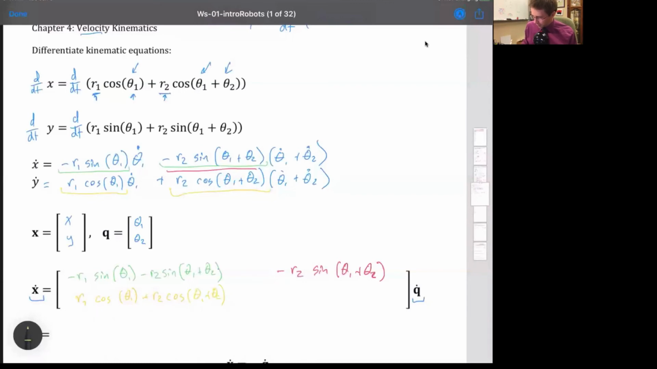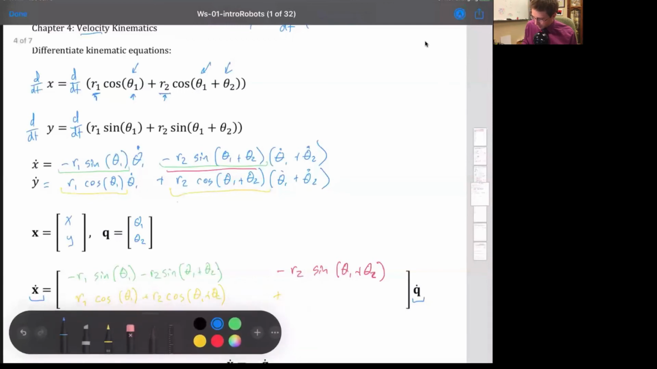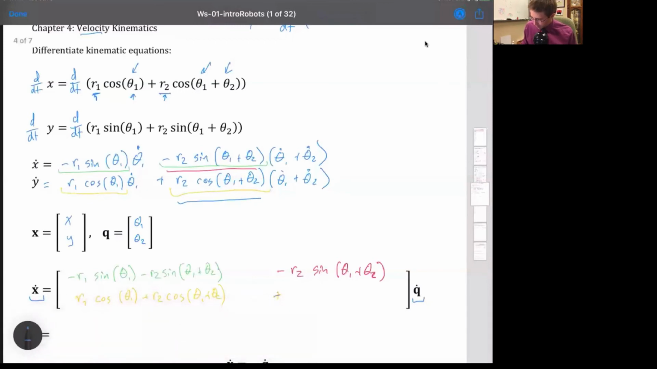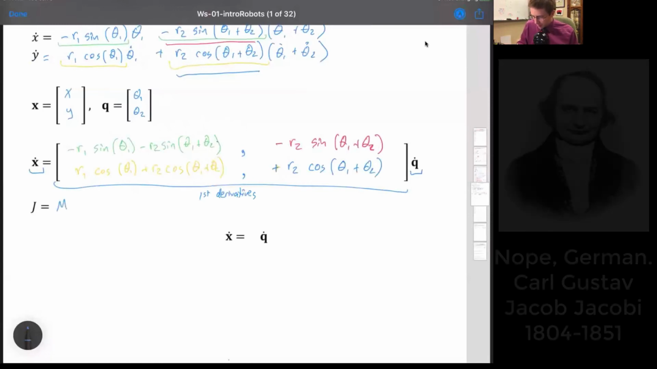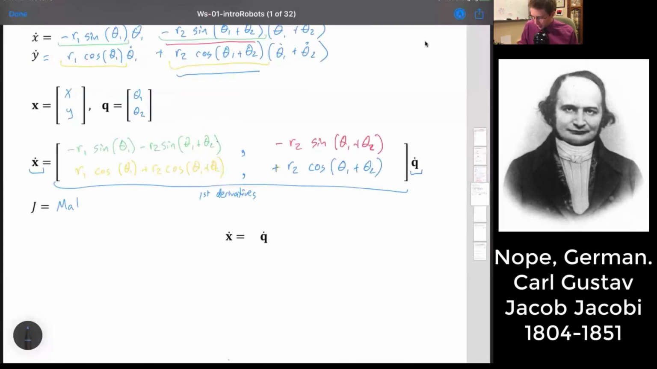It is simpler as we go on. It always gets simpler. Then plus, just this term here, and we'll put a comma there just so we know these are different terms. This is R2 cosine of the sum of theta 1 plus theta 2. These are the first derivatives. And like most of math, those have a name. They're named after a dead French guy. I'm going to call this matrix J. It is the Jacobian matrix.